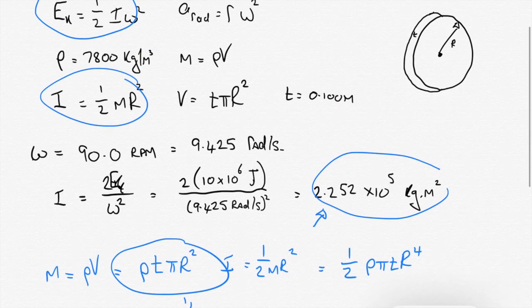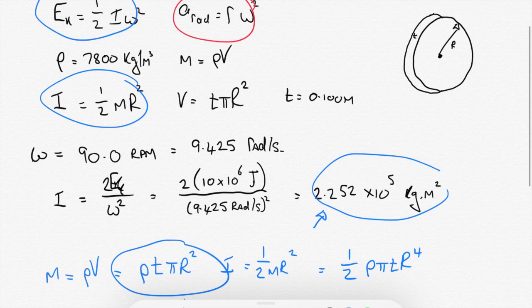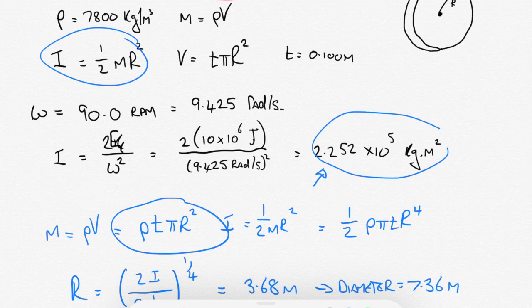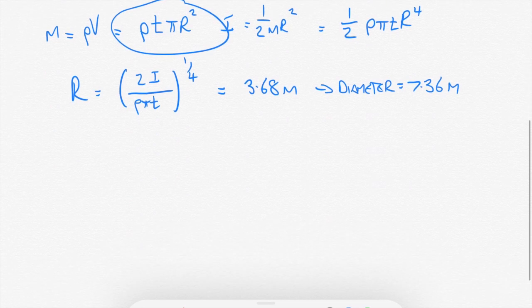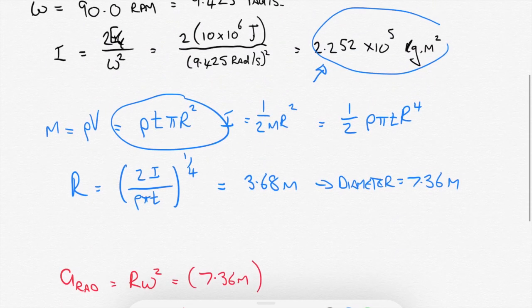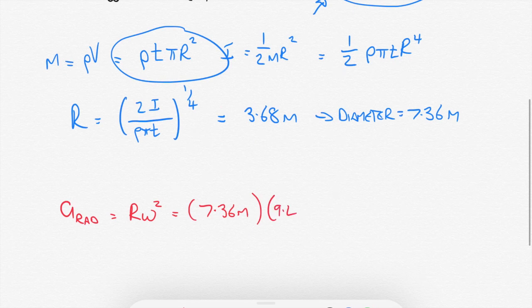Now the second part. We put an extra equation up here, so let's go to red, to solve for the radial acceleration. Now we have the radius and we have omega. We solved for the radius, and omega was given to us in the question. This is fairly simple and straightforward. The radial acceleration is equal to r times omega squared. R was 7.36 meters and omega was 9.425 radians per second.